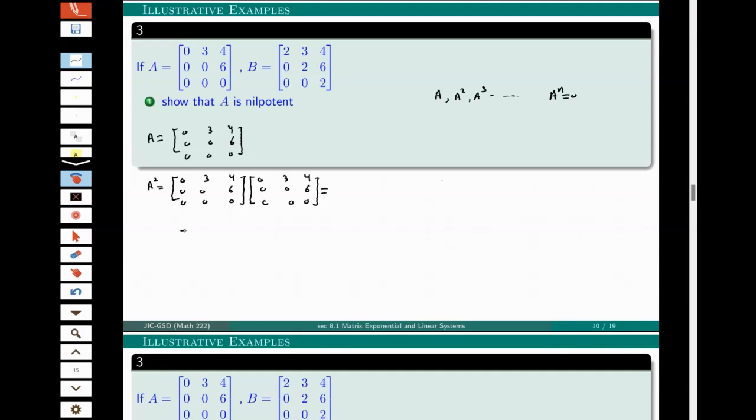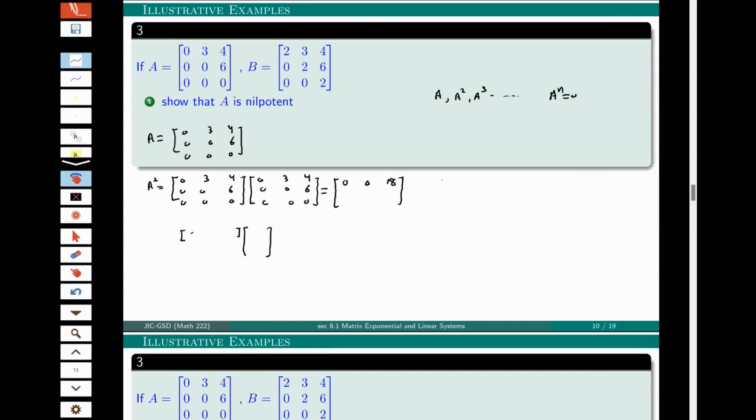What will I get? First row, which is 0, 3, 4, times first column, it will be 0. Now, first row by second column, which is 3, 0, 0, again I'll get 0. First row, third column, which is 4, 6, 0, I will get 18. Okay? And we finish from the first row.